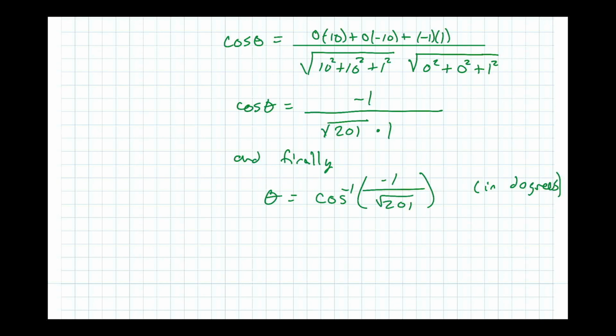I'm going to put my calculator into degree mode. It is now in degree mode. And then I want the inverse cosine of negative 1 over square root 200, nope, just 201, close.